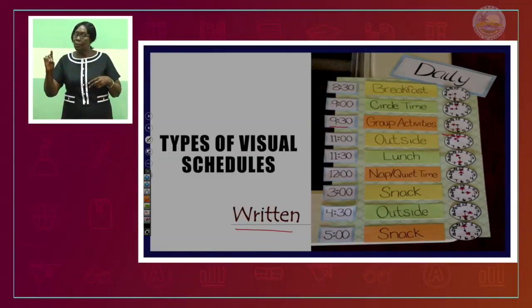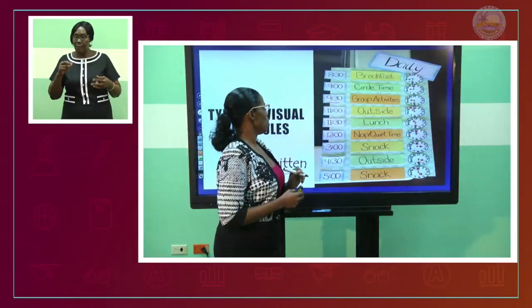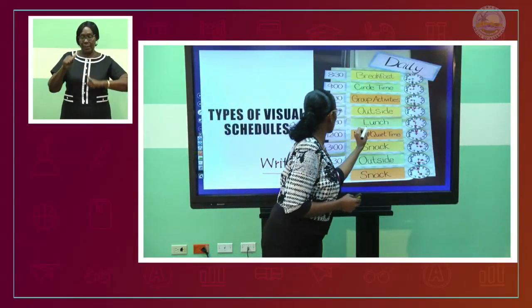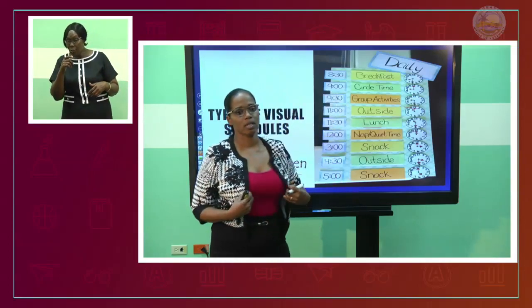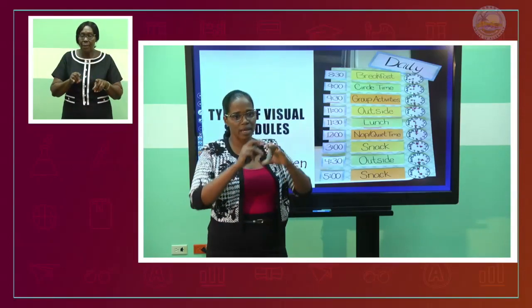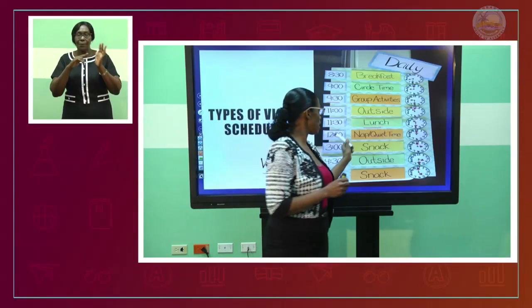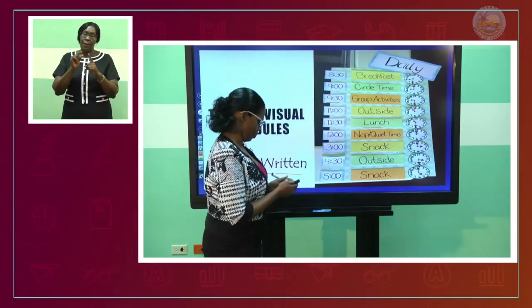So the student may not be able to read analog, but they are able to see it's 9:30, we have group activity. Or let me say lunch. Lunch is at 11:30. So it tells what is happening, and you don't necessarily have a picture, but there's still elements of visual with the time and the words.